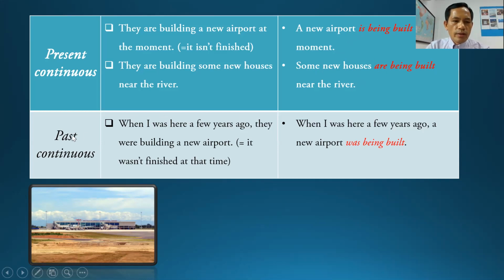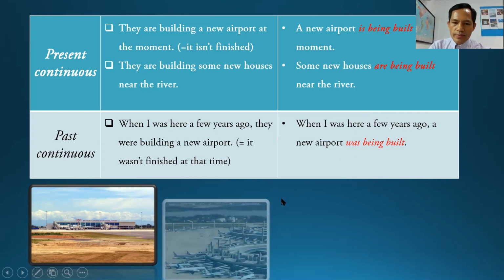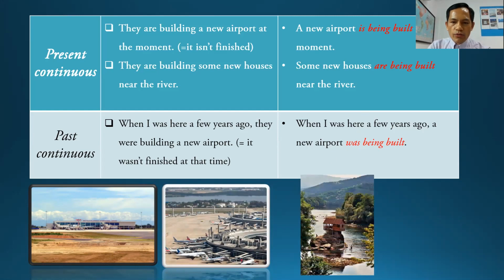Okay? And then the next one, past continuous. When I was here a few years ago, they were building a new airport. Past tense. And then we change here. When I was here a few years ago, a new airport was being built. A new airport is only one, so we use was, and then the past continuous form being, and then we just use built. What's the difference? In present tense, is being built. Past tense, was being built. Okay, just the difference. Yes, let's move on.